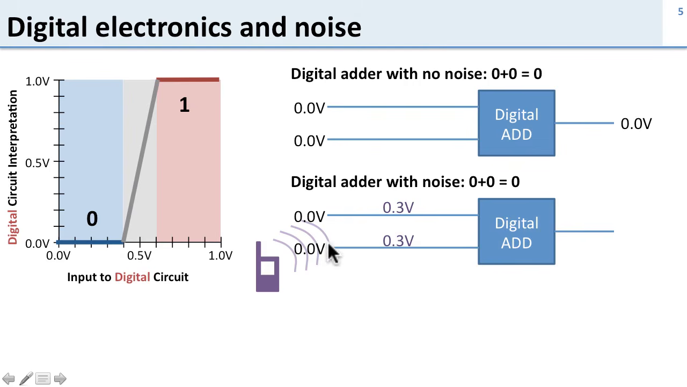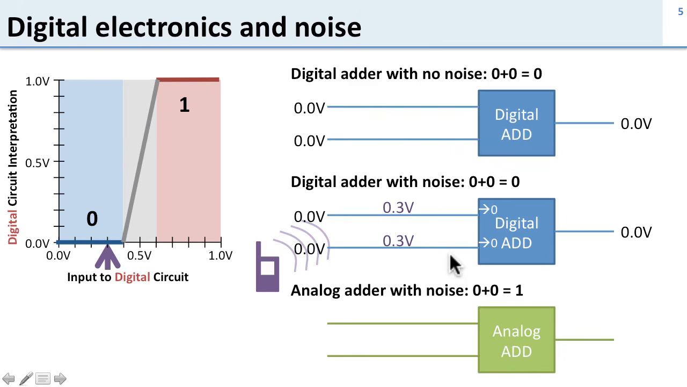So how does this circuit here, it's a digital circuit, how does it interpret a value of 0.3? Well, a value of 0.3 is still interpreted as 0 here. So we're okay. Because we have this nice transfer function here, we're going to interpret both of these inputs as 0, and our digital adder is going to add up 0 and 0 and give us 0 volts out. And that's despite the fact that we had all this noise that changed these input values. So this is the benefit of having a digital circuit.